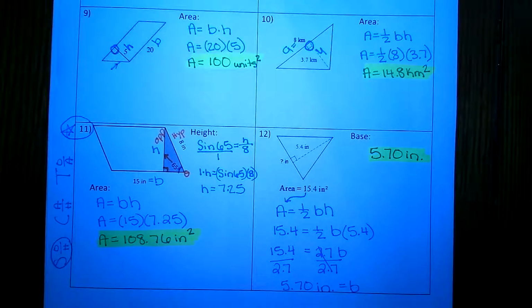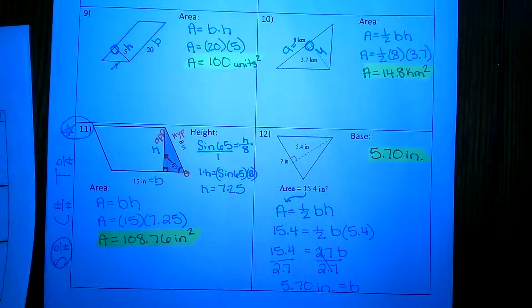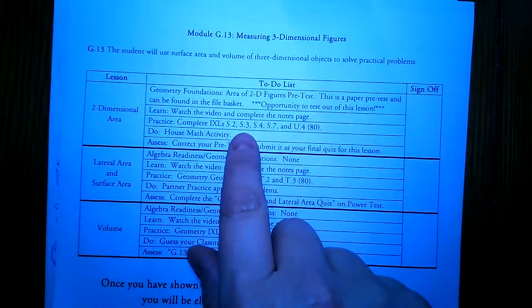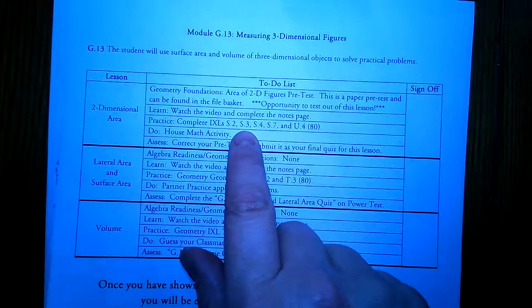Okay, so we've seen a whole bunch of examples for parallelograms and triangles. I recommend, again, that maybe you pause the video and go do the IXL practice on it. I believe this IXL practice is the S.3.